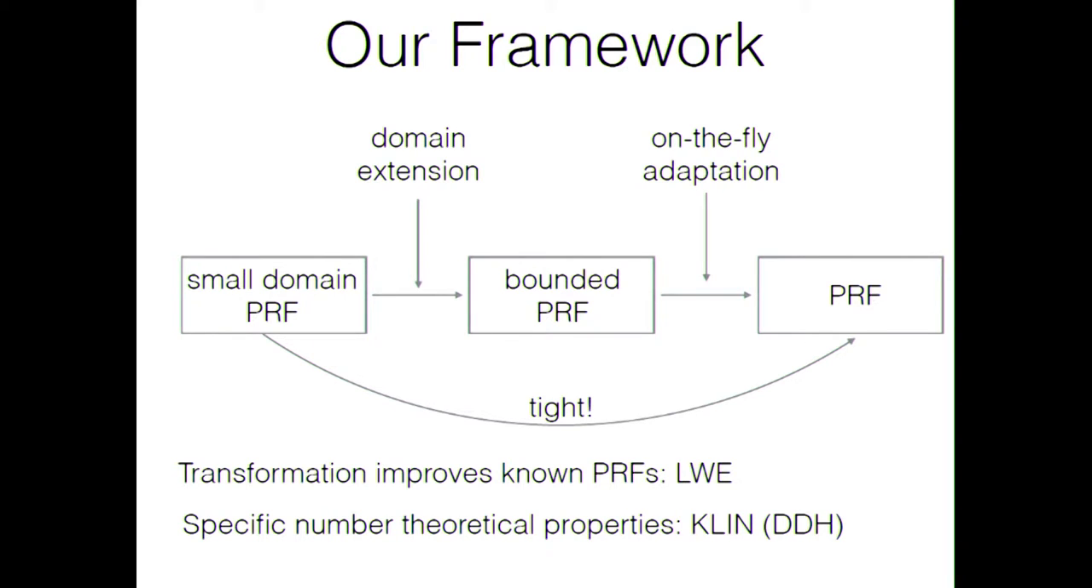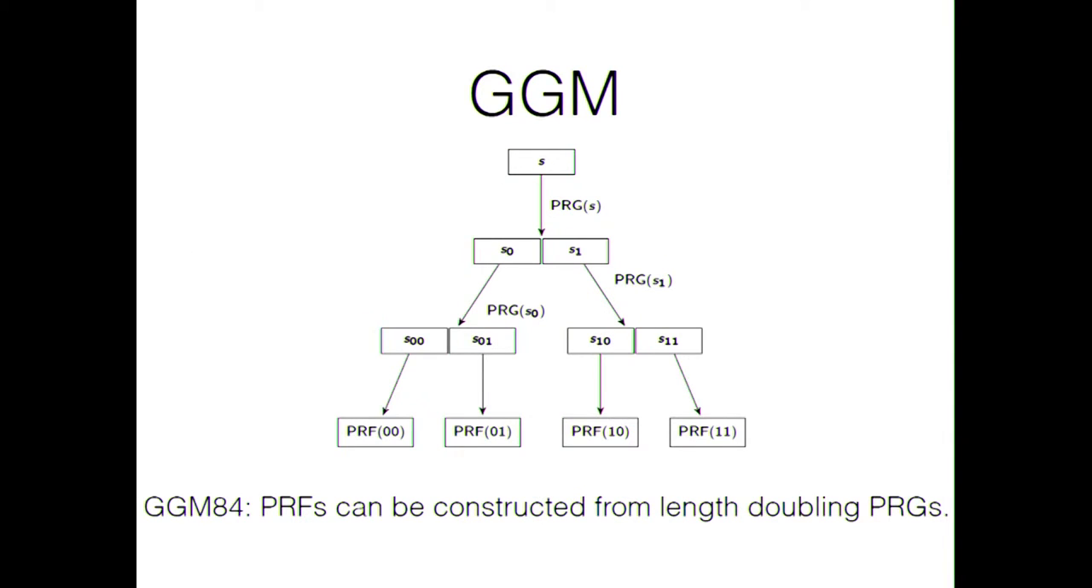So this is what we would like to do. Let's start with looking at the famous tree construction of GGM, and this is mainly the basis for most of the PRFs that we know. The construction is well known and actually extremely elegant. It basically converts a length doubling PRG into a PRF. And the idea here is that the binary representation of the string that you enter in the PRF defines the path through the tree.